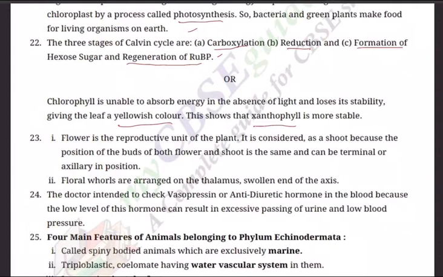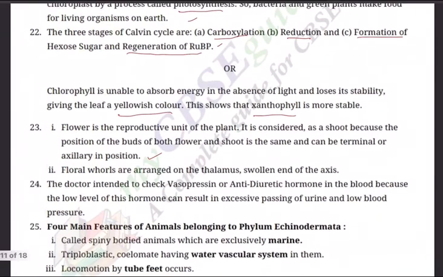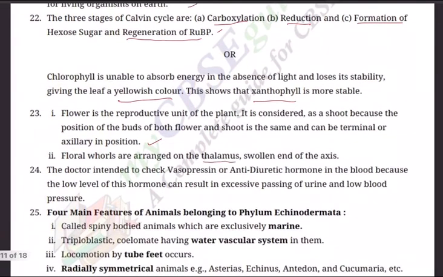Question 23. Flower is a reproductive unit of plant. 1. It is morphologically called a modified shoot. Explain. Flower is the reproductive unit of the plant. It is considered a shoot because the position of the buds of both flower and shoot is the same and can be terminal or axillary in position. Question 2. On which part are floral whorls arranged? There are 4 whorls. Floral whorls are arranged on the thalamus, the swollen end of the axis.